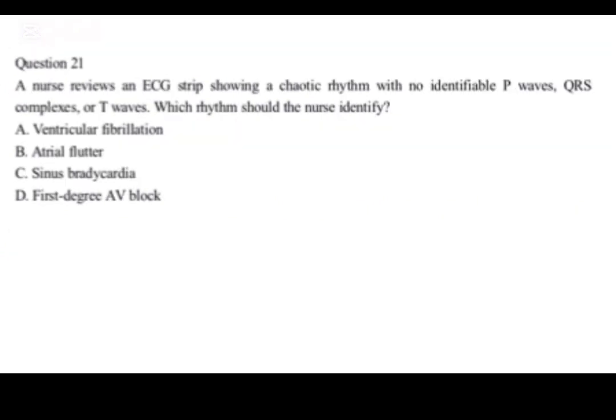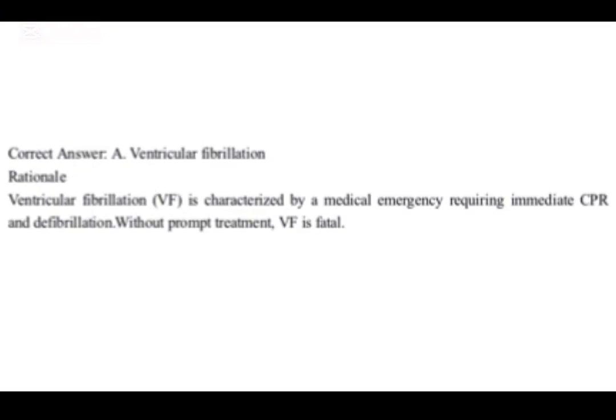Question 21. A nurse reviews an ECG strip showing a chaotic rhythm with no identifiable P waves, QRS complexes, or T waves. Which rhythm should the nurse identify? A. Ventricular fibrillation. B. Atrial flutter. C. Sinus bradycardia. D. First-degree AV block. Correct answer: A. Ventricular fibrillation.